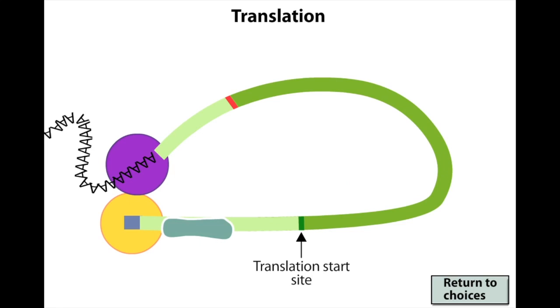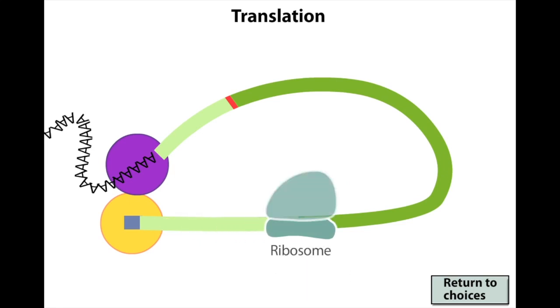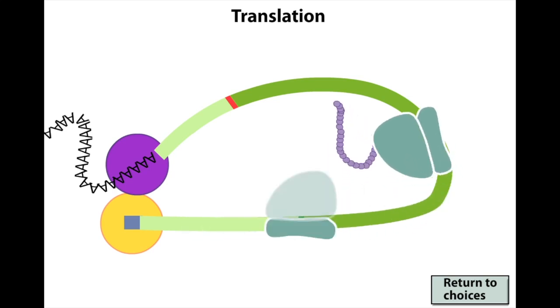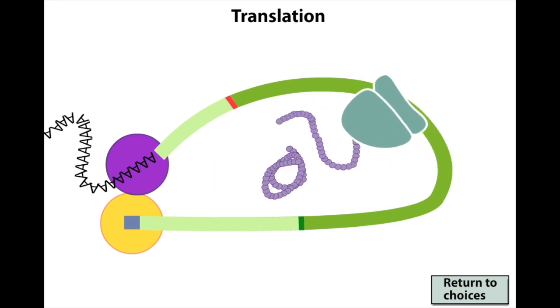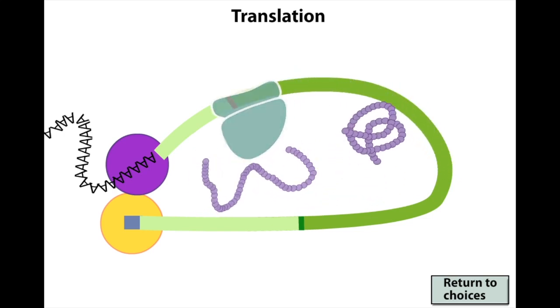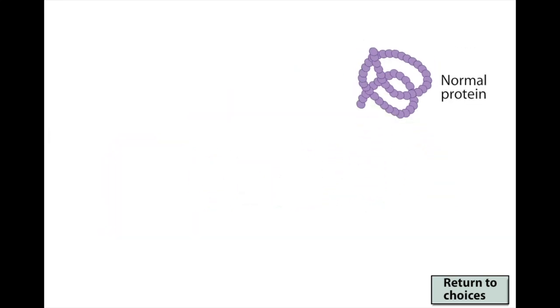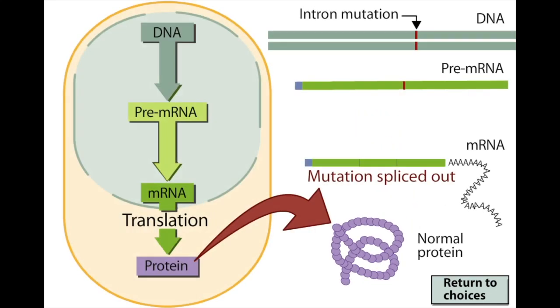The intron mutation has been spliced out of the mRNA in the course of RNA processing. Thus, the mature mRNA and resulting protein are wild type. This type of mutation does not affect the functional product of gene expression.